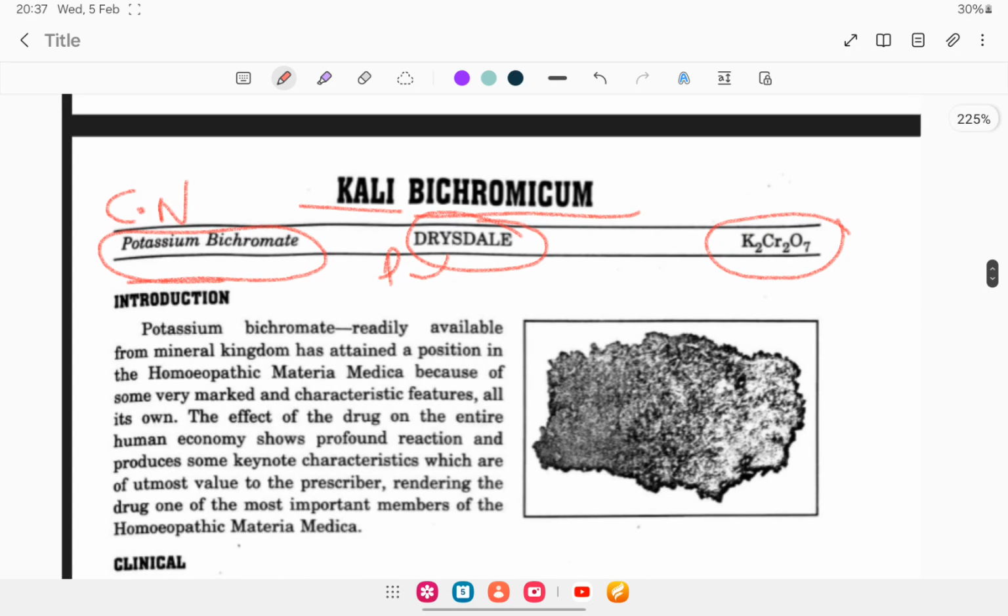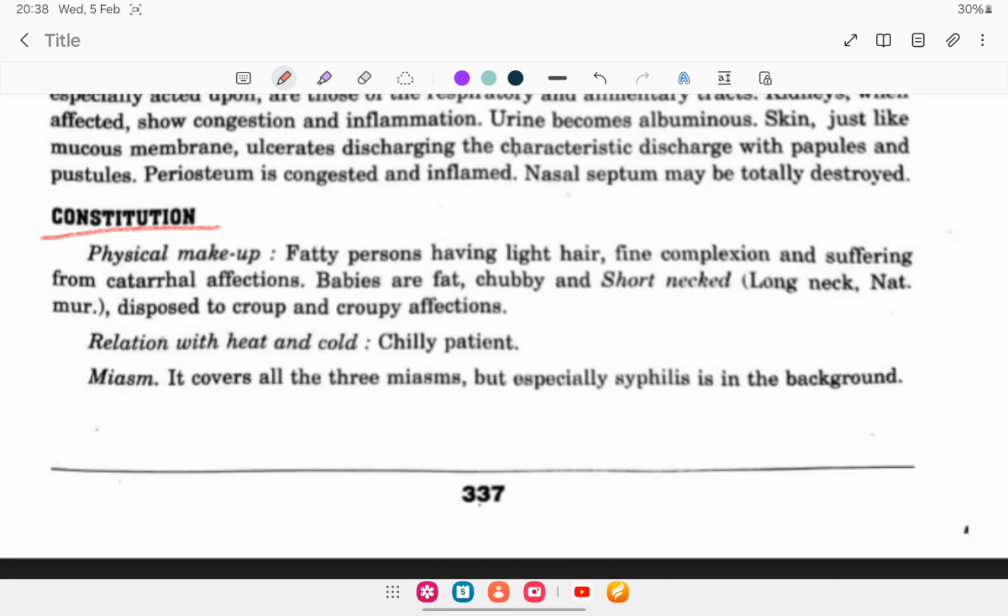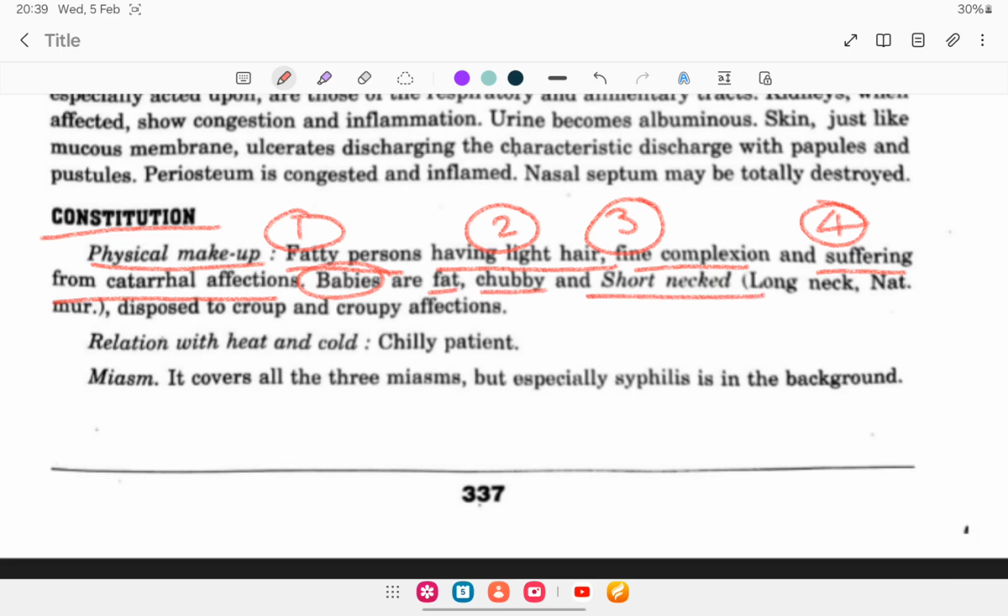Let's come to the constitution. It is written in S.K. Dubey's Materia Medica. Physical makeup: fatty persons having light hair, fine complexion and suffering from catarrhal affections. About babies or children: fat, chubby and short neck.